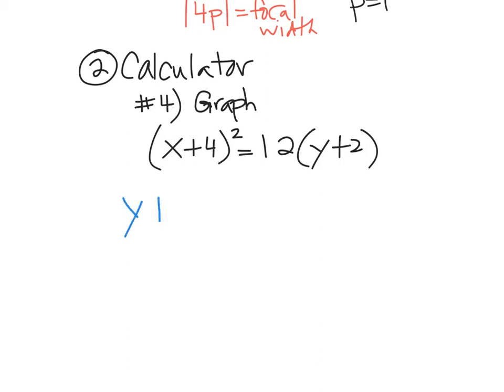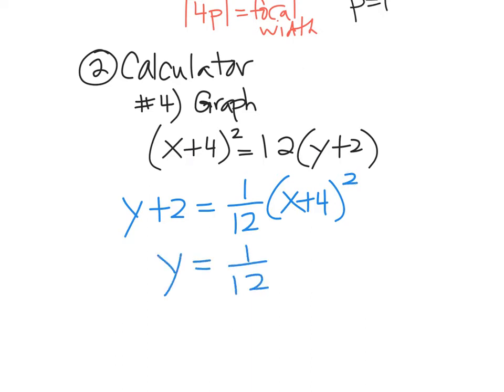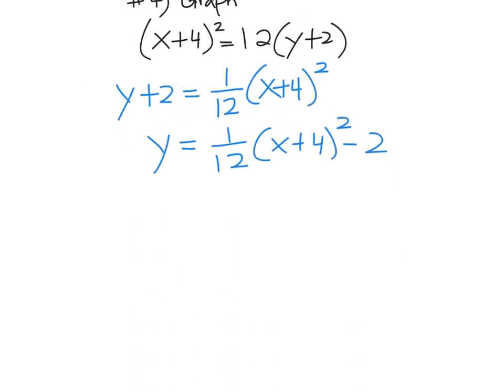And I'm going to rewrite this a little bit. I'm going to go y + 2 = 1/12 (x + 4)^2, and then subtract 2 to the other side. This looks like the old stuff that we used to do, the vertex form for a parabola. Then you simply go to your calculator and enter 1/12 parentheses (x + 4)^2 minus 2. I'm going to hit zoom 6 and see if that works.